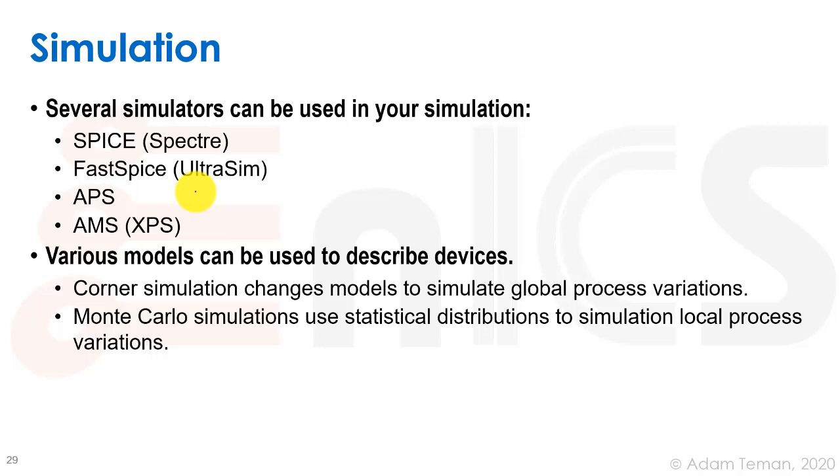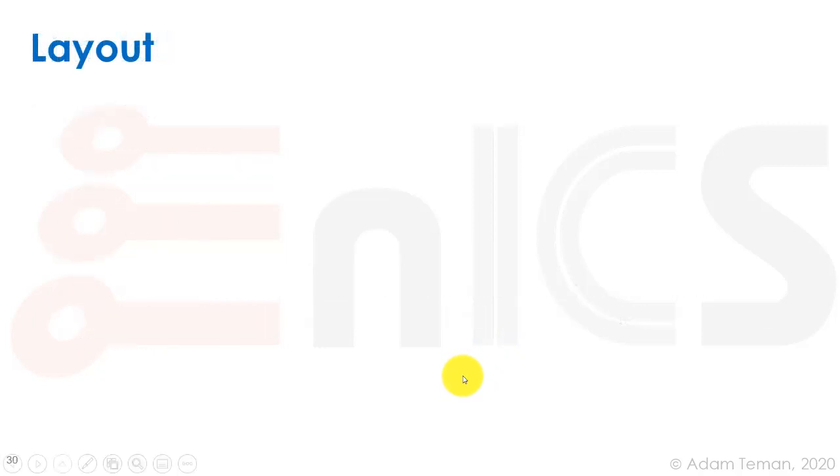We can use corners, which we'll discuss, process corners, and simulate them to show global process variations, and we can do Monte Carlo simulations, which actually roll the dice and see, according to a statistical distribution, what the process variations are. We're going to discuss all that later on.